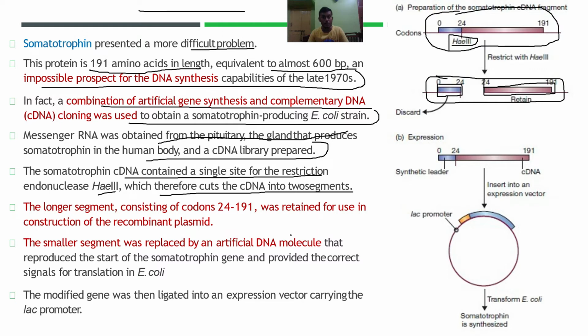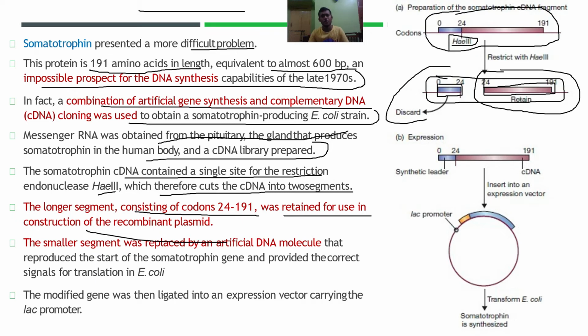What happens after that is the longer segment, consisting of codons 24 to 191, was retained for use in the construction of the recombinant plasmid. This bigger part was used for making recombinant somatotropin, and the smaller part was discarded. As you can see, this is discarded, but the longer part was retained in the production of recombinant somatotropin.